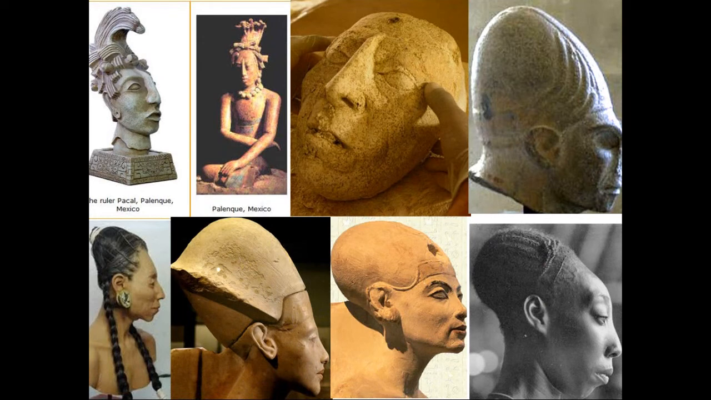Above, we have different statues from the Americas, and in the lower left corner, we see a reconstruction based on a skull supposedly from Southern America, and next to it we have statues from Egypt. In the lower right corner, we see a modern photograph of a woman who is a hybrid of the black and red race.